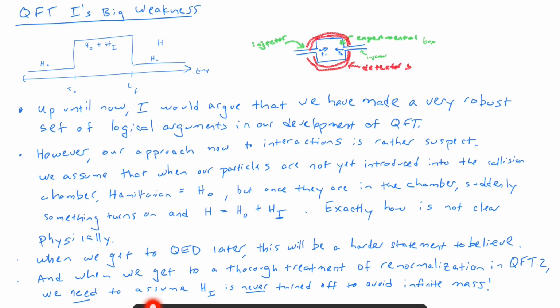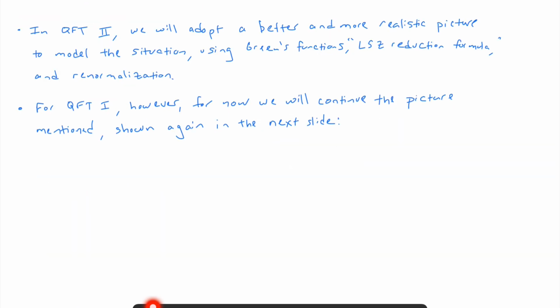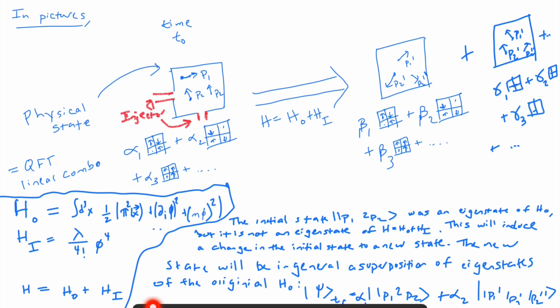And then we will use tricks that are higher level math that I don't want to get to in QFT1, like Green's functions and something very important, very poorly explained in a lot of books, called the LSZ reduction formula, that we'll get to in QFT2. And this ties in with renormalization and things like that. But don't worry about that now. For QFT1, we'll continue the picture we showed, which again is this one here that we talked about in the previous slide.